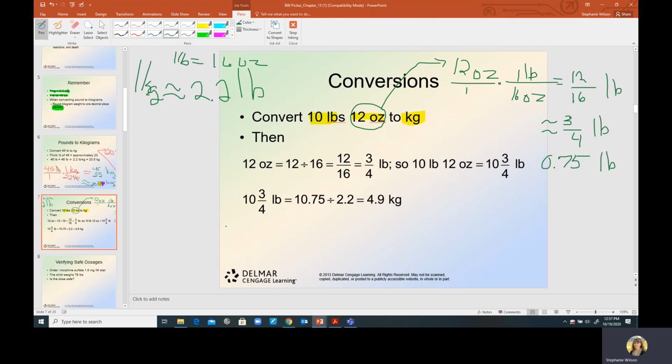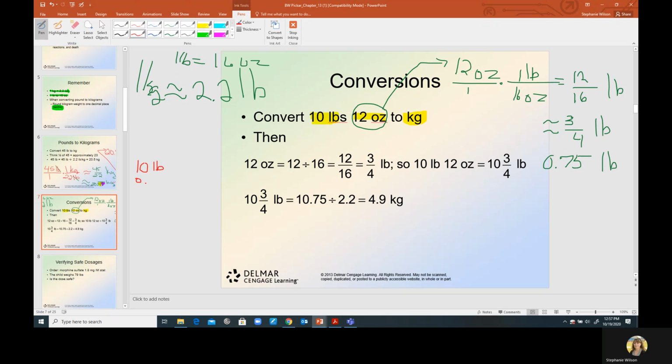Okay, so I'm going to take the 10. Let's scoot over here. I'm going to take this 10 pound, and I'm going to add the 0.75 pounds. And remember, whenever we add or subtract, we should line up the decimal. So let me rewrite this a little neater.